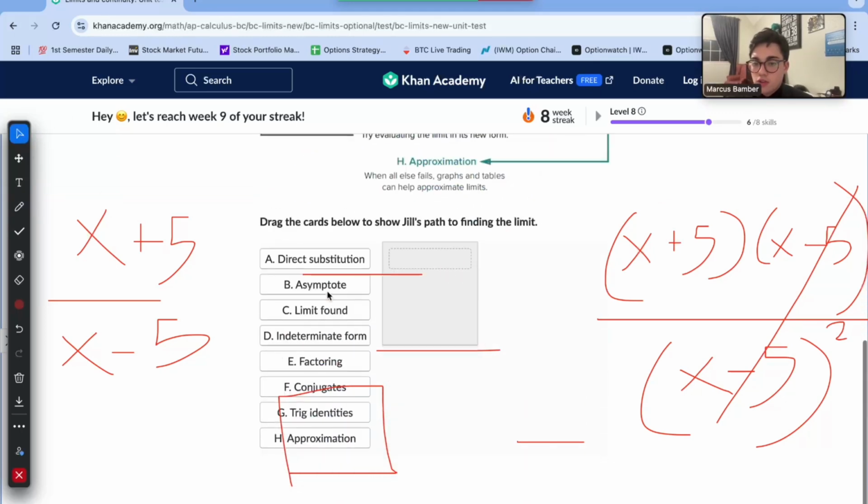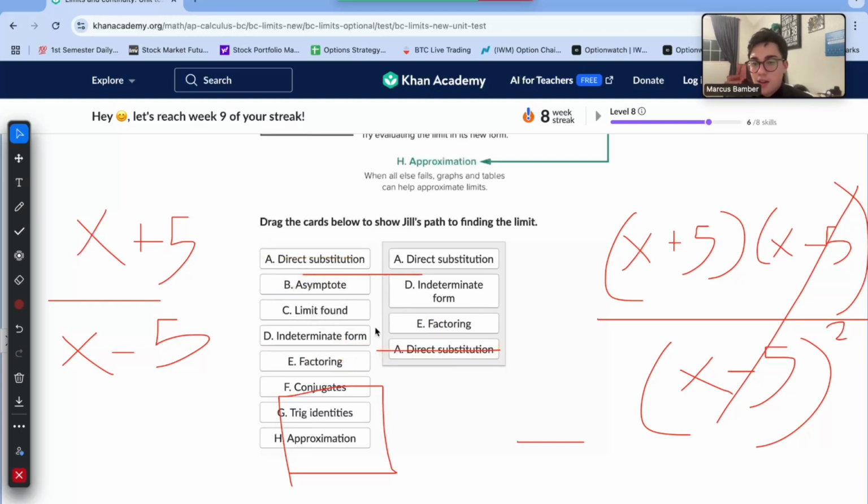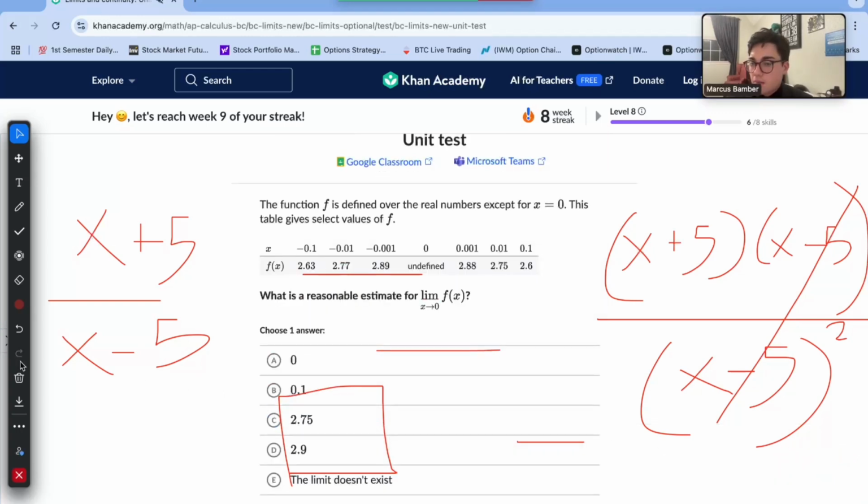Okay, so let's illustrate our steps. We directly substituted, and then we got indeterminate form. So then we factored, and then we directly substituted again, and then we were left with an asymptote. So this was our order, and it is the correct answer.